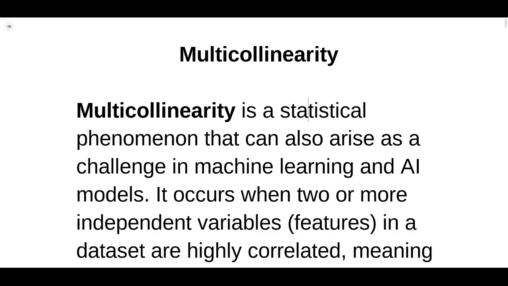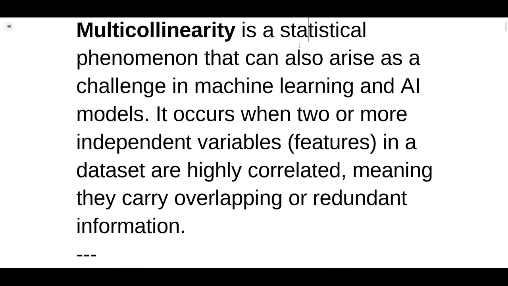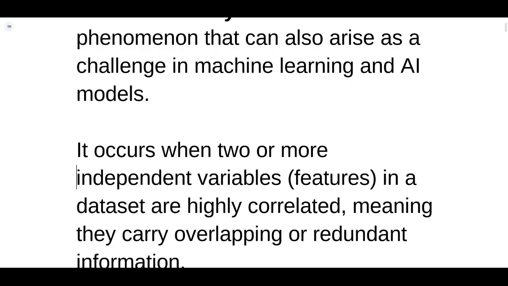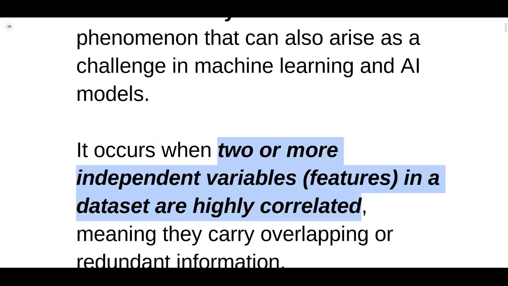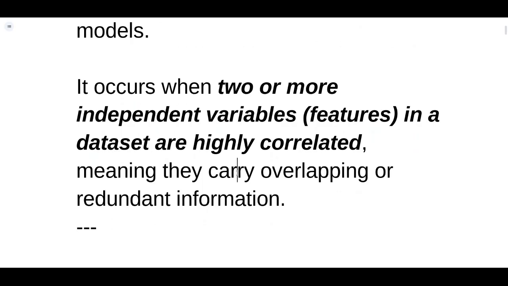In AI, multicollinearity is a statistical phenomenon that can arise as a challenge in machine learning and AI models. It occurs when two or more independent variables or features in a dataset are highly correlated, meaning they carry overlapping or redundant information.